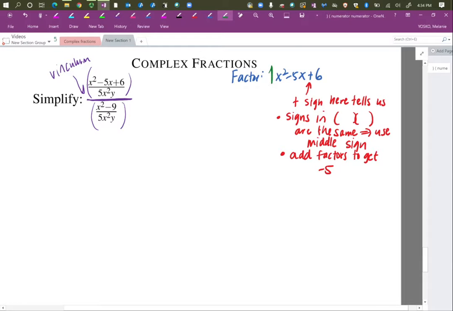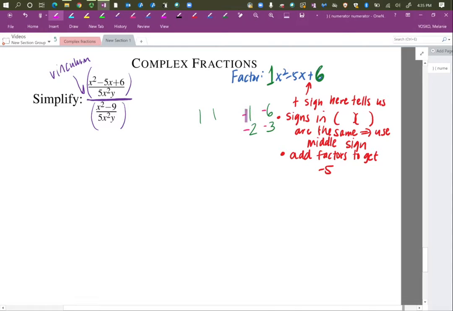Notice the lead coefficient here is a 1, and we're looking at 6. We're always looking at the front and the back. So factors of 1 are 1 and 1. Factors of 6 are 1 and 6 and 2 and 3. So we're going to use a 1 and a 1. But then we want factors that add to get negative 5. It tells us signs are going to be the same in the parentheses, and we're going to use the middle sign. So this means my signs are both going to be negative because that's the middle sign.